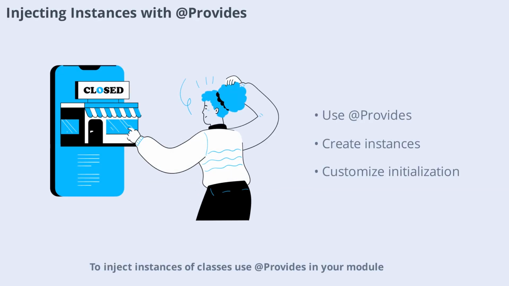To inject instances of classes, use @Provides in your module. This annotation allows you to define functions that create and return instances of dependencies. You can customize initialization and configuration, making @Provides ideal for complex objects like Retrofit builders. By using @Provides, you gain fine-grained control over how dependencies are managed in your app.